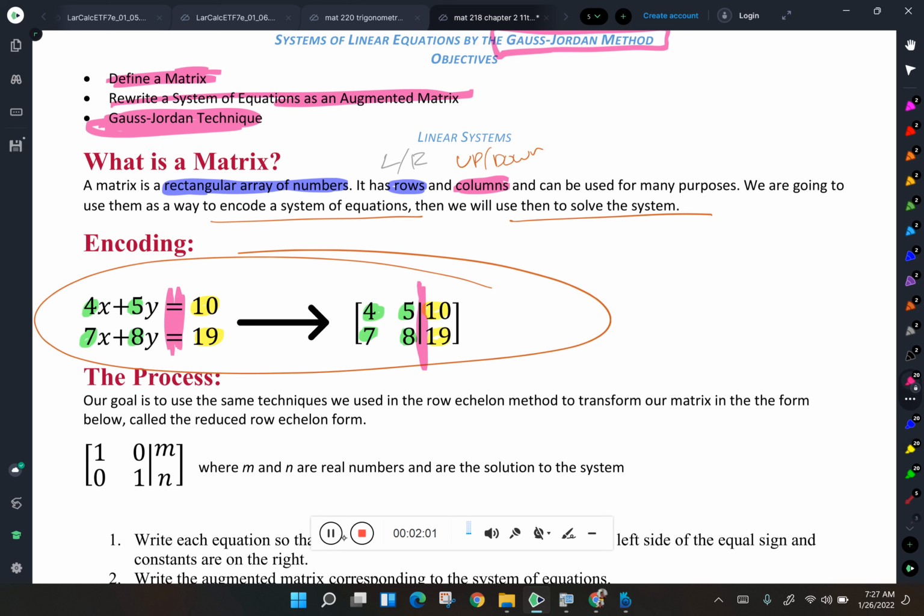And in general, what we're going to do is we're just going to take a system of equations and rewrite it in such a way that there's less information, but the same information is still there. Meaning that when I look at this, I can recognize that that column represents the x variable, that column represents the y variable, that line represents the equals, and then that column represents the constants.